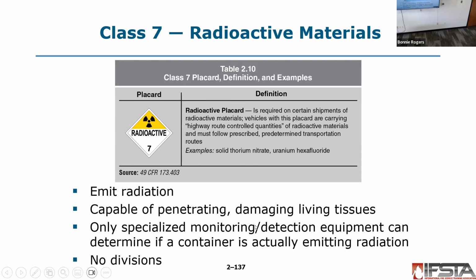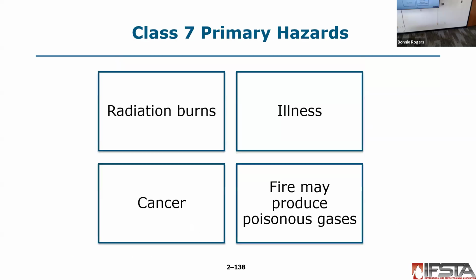Okay, so can you see, smell, or taste radiation? No. You have to have special monitoring or detection equipment. What are the primary hazards, do you think, with radioactive materials? Etiological and biological. Radiation. Radiation burns, cancer, illness. Are you familiar with the Chernobyl incident?